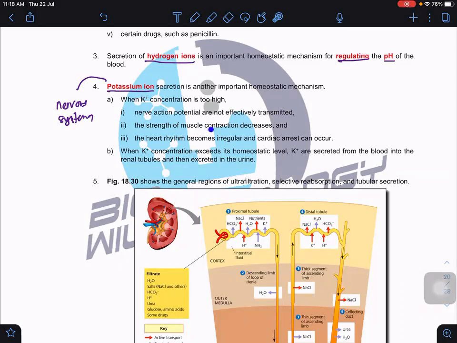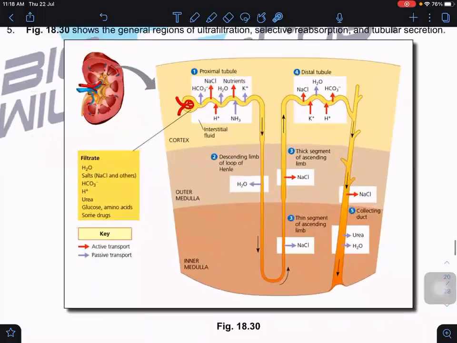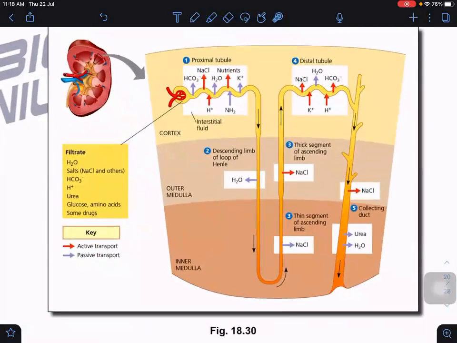The strength of muscle contraction would decrease. The heart rhythm becomes irregular, and cardiac arrest means that your heart may stop pumping. So that's why potassium ion cannot be too high. If your blood potassium ion is too high, then we have tubular secretion, secreting them into the tubules. The diagram here basically summarizes the entire process.